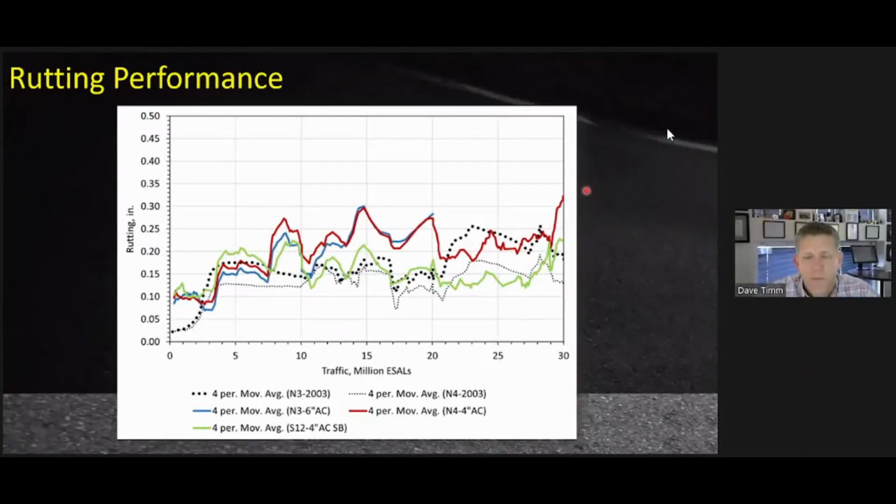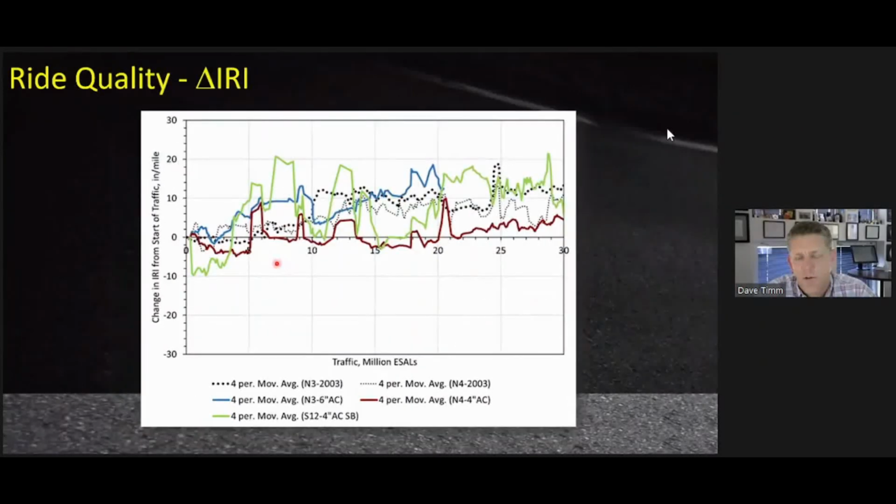If we look at the rutting performance, the black series, the dots, the small and large dots, that's the perpetual pavements, the 2003 sections that we knew to be perpetual. And you see nearly identical performance between those sections and these much more sustainable sections using the CCPR and the stabilized base layer. Look at ride quality, again, very similar performance over 30 million ESALs. This is change in IRI, so it bounces around here. But essentially, after 30 million ESALs, we were within about 10 inches per mile of where we started. So really no change in roughness over that time.